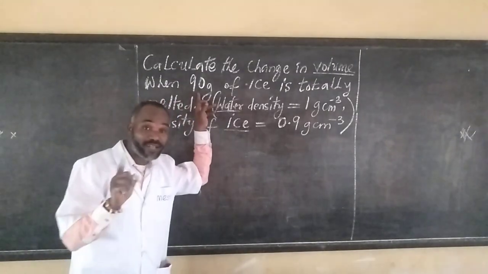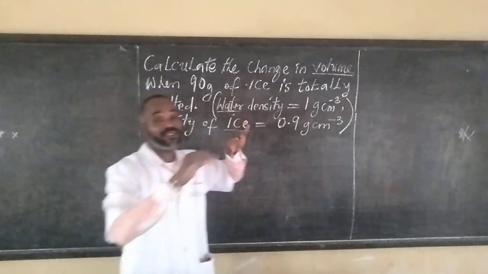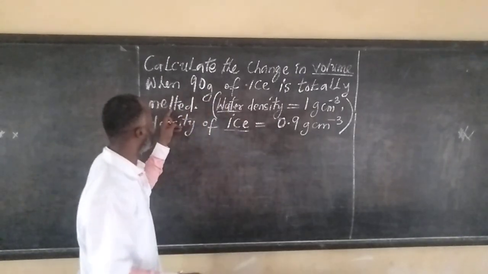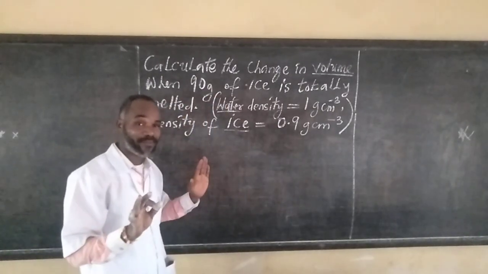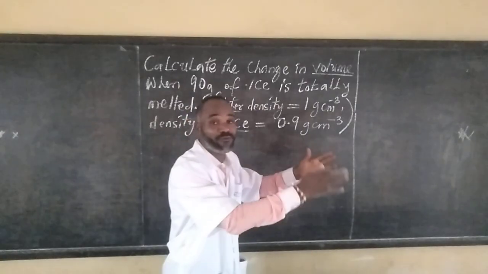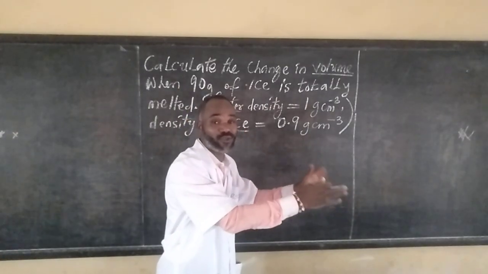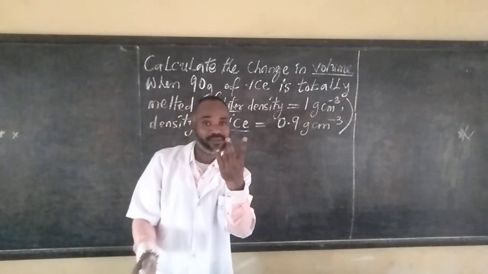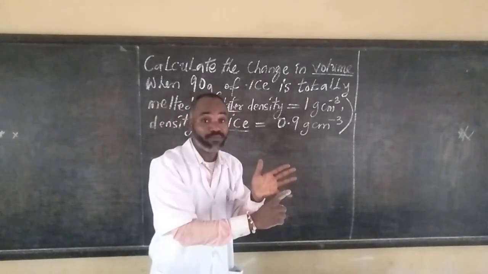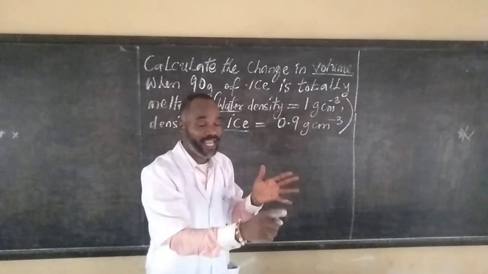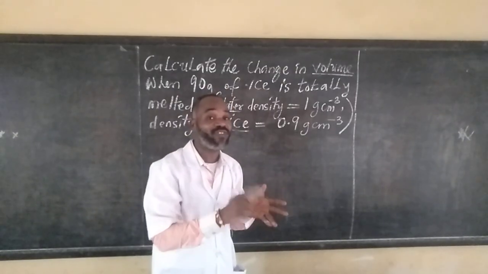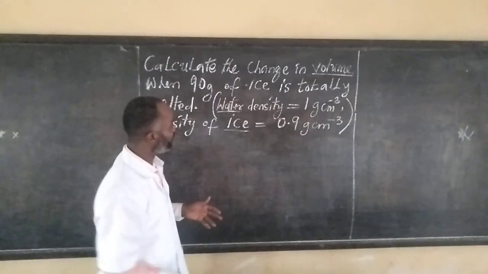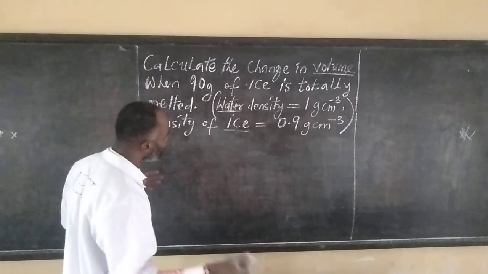When 90 grams of ice is totally, another word for totally is completely, melted. Of course, it's going to melt from solid state to liquid state. So we have two volumes: the volume of the ice before it melted, and the volume of the water after it has melted. So let's go into that.